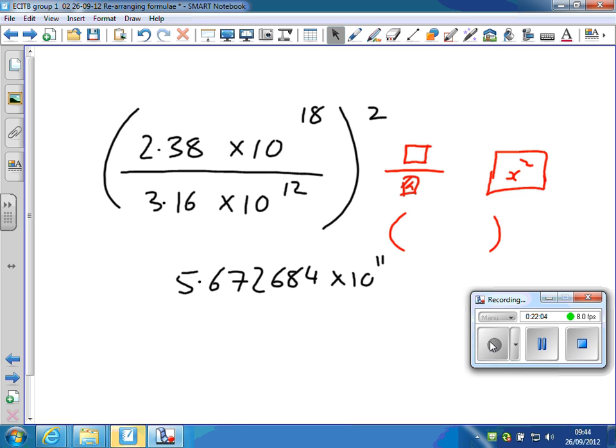Okay. Appropriate accuracy. What accuracy are you going to give me? Yeah, 3. So give me that to 3 significant figures. 5.67 times 10 to the 11. So 3 significant figures. Agreement?